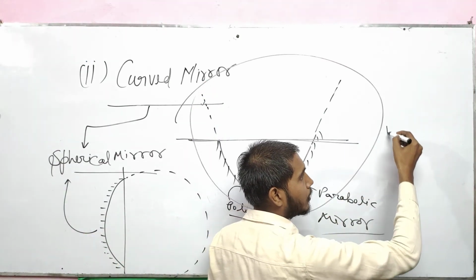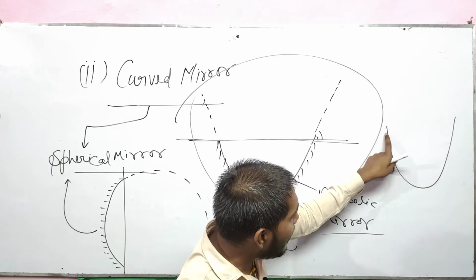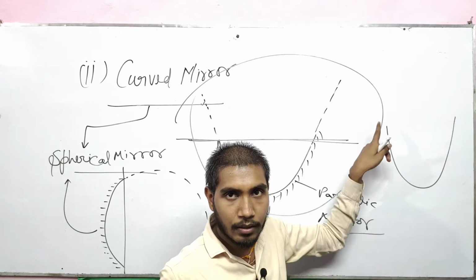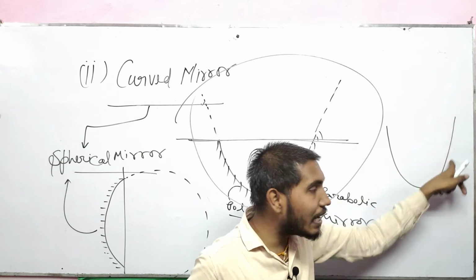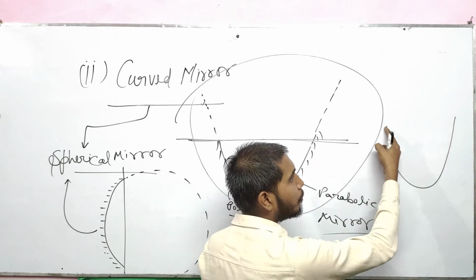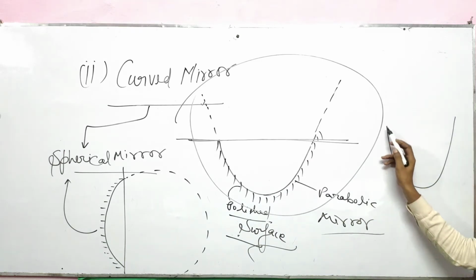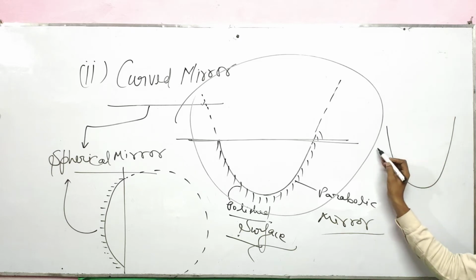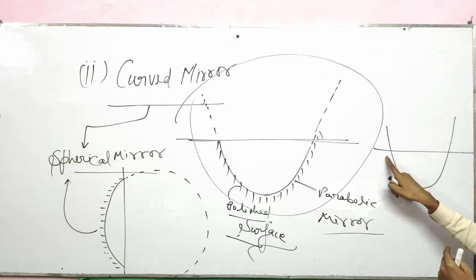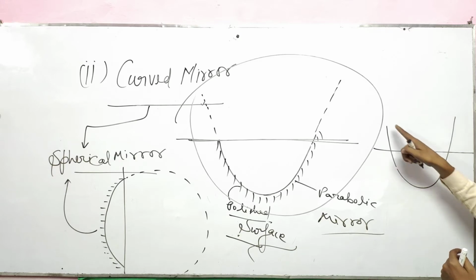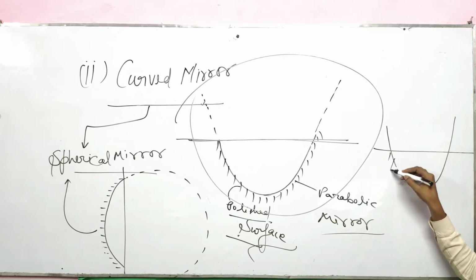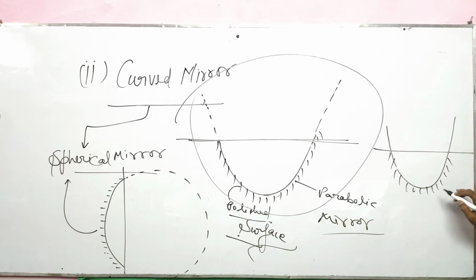Beta, please try to understand. This is a parabolic piece of glass, only glass, not a mirror. Okay? This is a part of parabolic glass. When it's polished, then it makes a mirror. Which type of mirror? Parabolic mirror. Understood? Clear?